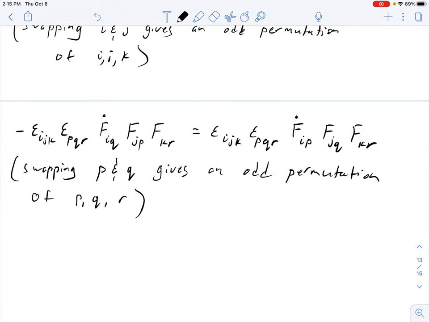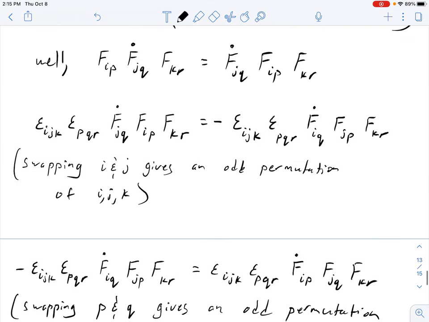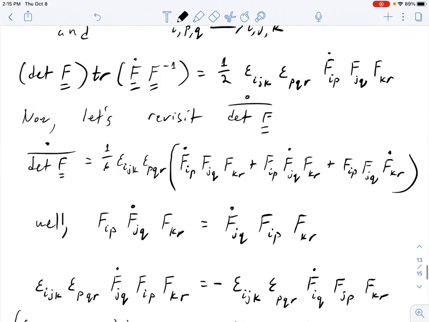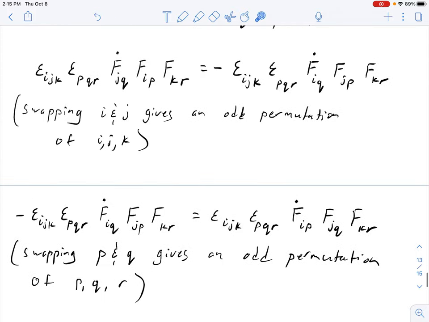All right, so the same logic. So this was showing that this term here is the same as that term, so that this whole thing is just twice that. We're going to show the same logic holds for that.